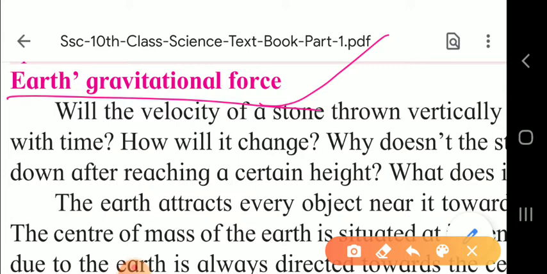So if a stone is thrown vertically upward, does its velocity remain constant? No. How will it change, and why does the stone not move upward all the time, why does it fall down? That we will all see here.